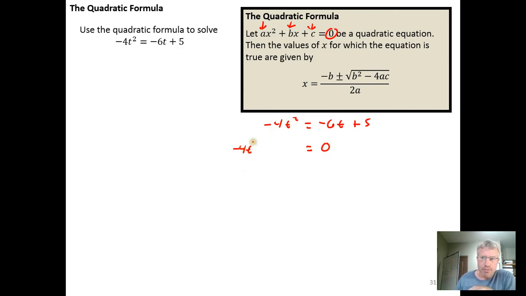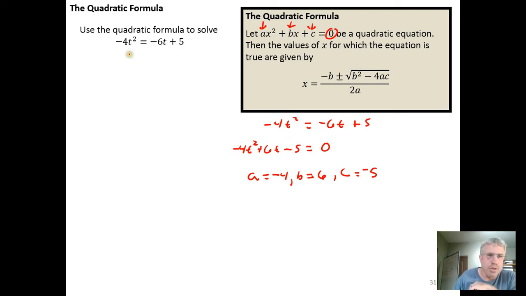So I'll rewrite my negative 4t squared, and then I'm going to add 6t to both sides, which will give me plus 6t on the left-hand side. And then I'm going to subtract 5 from both sides, and then once my quadratic equation is equal to 0, I can get my values for a, which is negative 4, my value for b, which is the coefficient on the linear term, is going to be positive 6 because of the plus sign, and c is going to equal negative 5. I have to take into account the minus sign in front of the 5, so this is going to be a negative 5. So here are my values for a, b, and c.